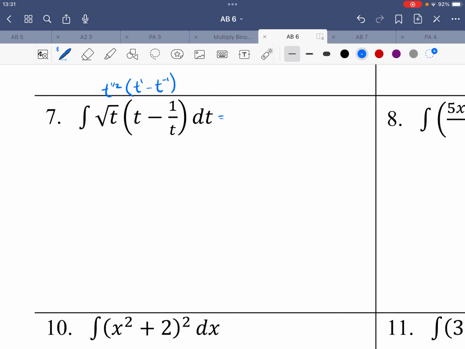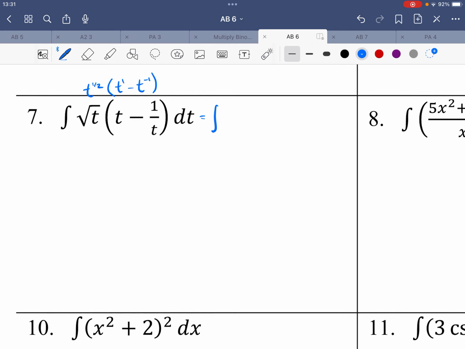So when I distribute that, 1/2 plus 1 is going to be t to the 3/2, and then minus 1/2 minus 1 is going to be negative 1/2, so t to the negative 1/2. And now I can use the power rule here, so this is going to be t to the 5/2 over 5/2 minus t to the 1/2 over 1/2. So I add 1 to the exponent and then divide by that same exponent.